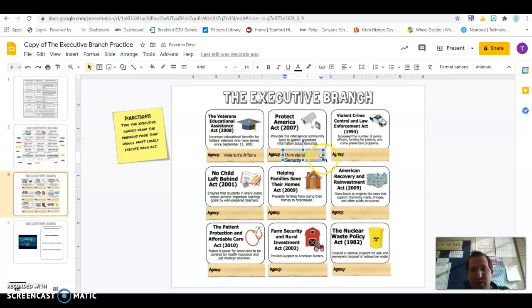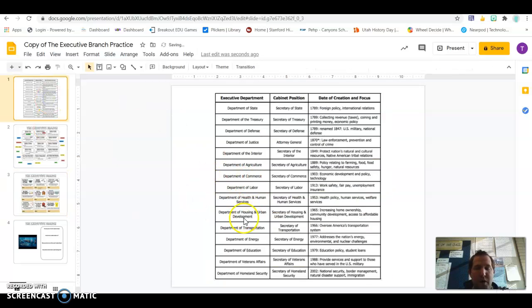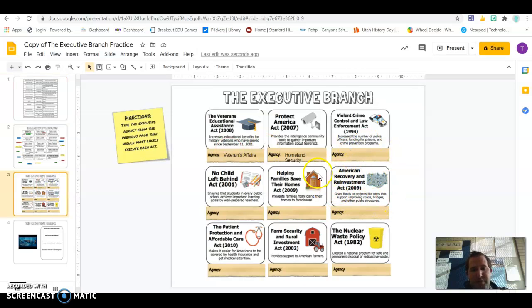And then just go through. If you get stuck, read carefully through what each department's job is, and take your best guess. It's okay if you're a little bit off, but just do the best you can.